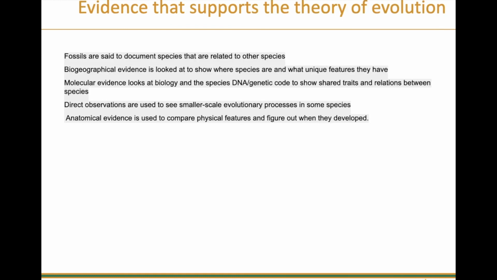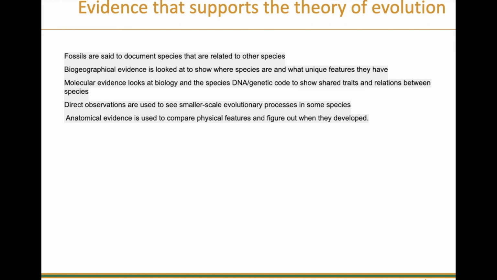In this, we're going to look at some evidence that supports the theory of evolution. There's lots of evidence. One thing is fossils. Fossils document species that are related to other species, and we can look back at fossils and figure out how old they are and see how they're related. Biogeographical evidence is looked at to show where species are and what unique features they have. Depending on the environment you live in, you adapt to that environment.